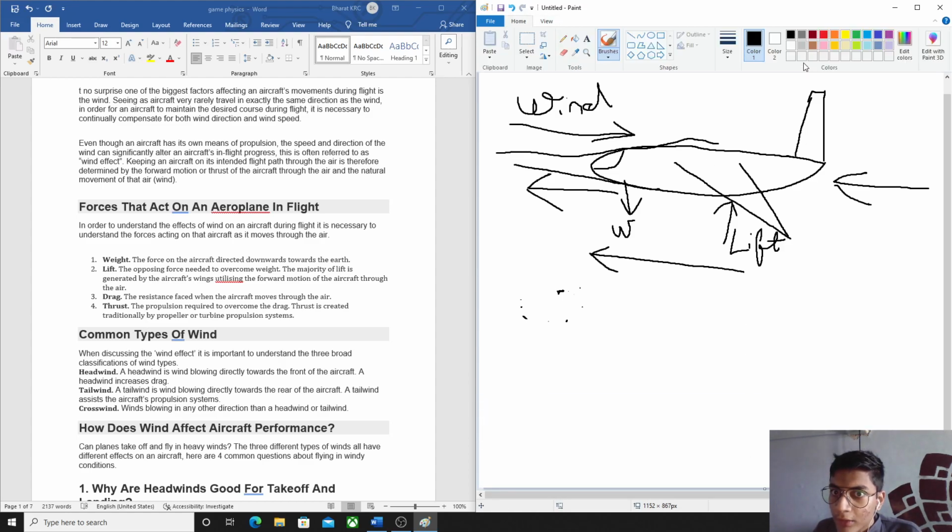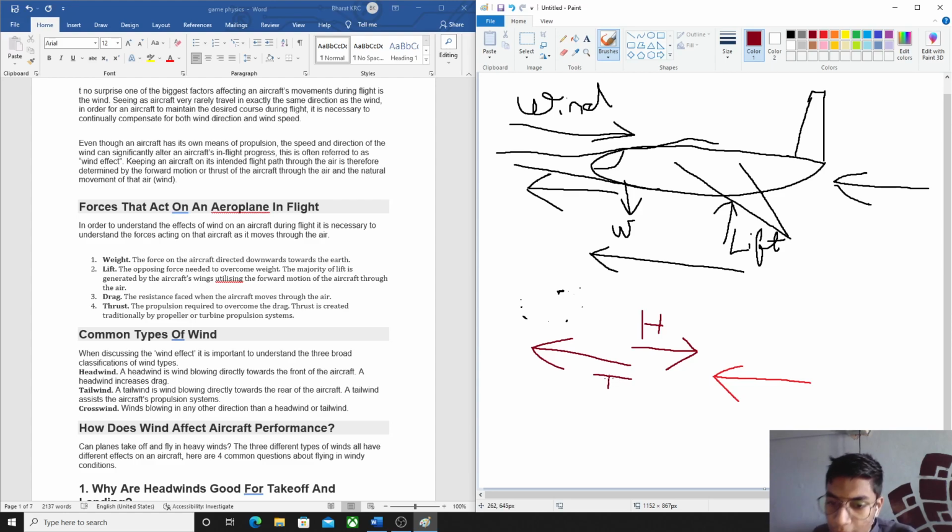I will be selecting the color red. Let us consider the general direction of aircraft movement to be this direction. Now, with the color maroon, I will be indicating the wind. If the wind is blowing in this direction, it is called a headwind, and it has maximum drag on the aircraft. Tailwind is the wind which blows directly to the rear of the aircraft. If it is blowing in this direction, it will be known as tailwind.